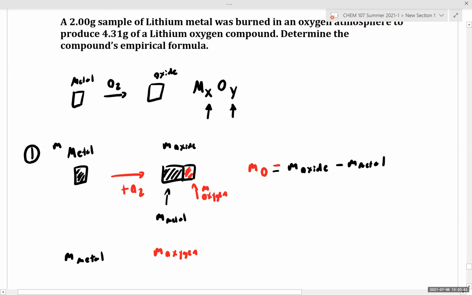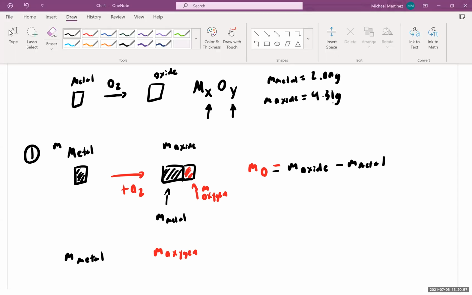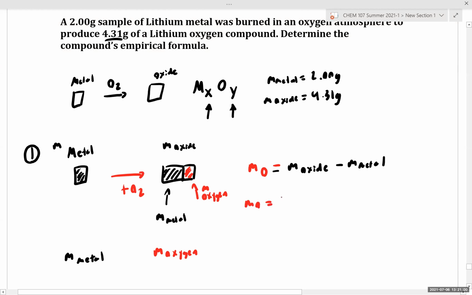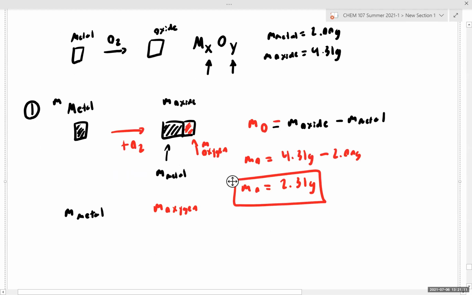So in this case, reading through this problem, the mass of our metal was 2.0 grams. The mass of our oxide was 4.31 grams. Thus, if we're solving for the mass of oxygen, we take the mass of oxide minus the mass of metal. That gives us a mass of oxygen of 2.31 grams. So the mass of oxygen is 2.31 grams, and the mass of metal was found to be 2.00 grams.